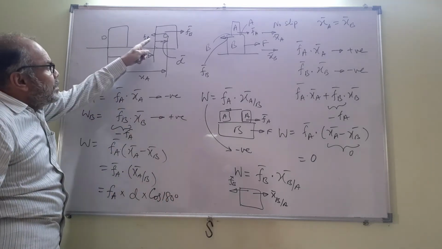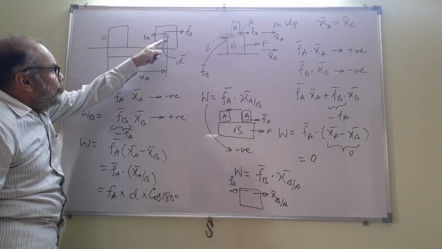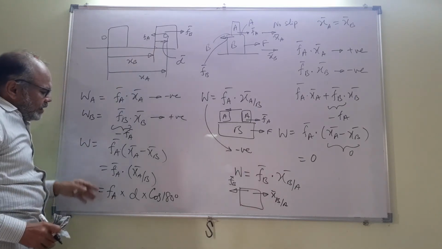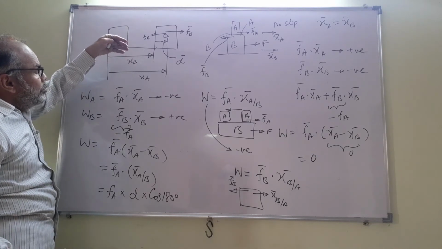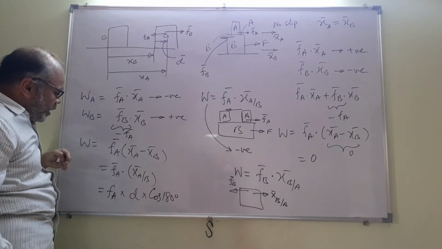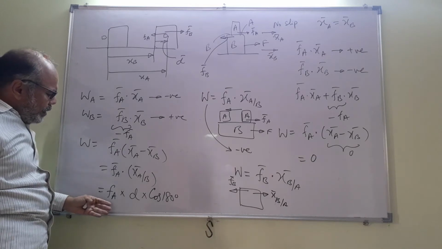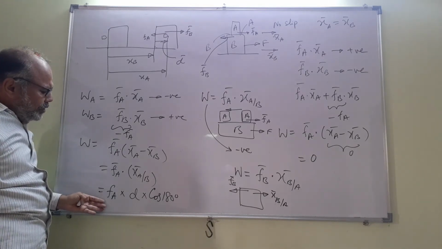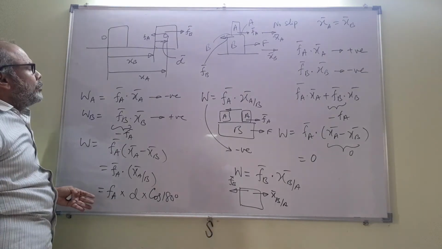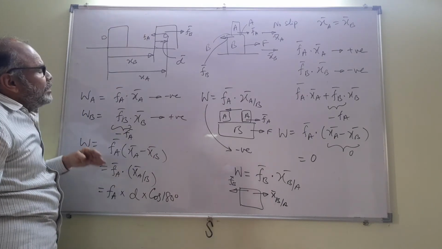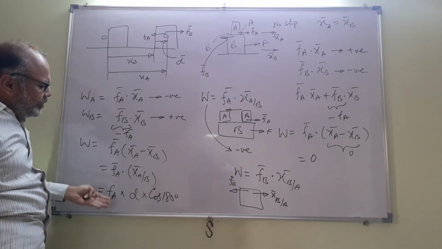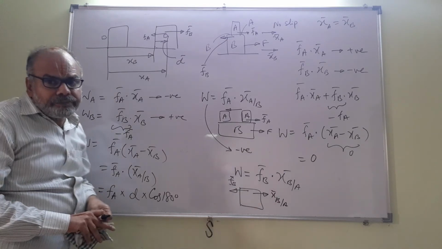D is the depth of penetration of the bullet into the block. That will be the heat generated due to both the frictional forces, due to the pair of frictional forces, and the work done is negative. Friction does negative work, so therefore the kinetic energy of the bullet and the block will decrease. That decrease in kinetic energy manifests as heat.